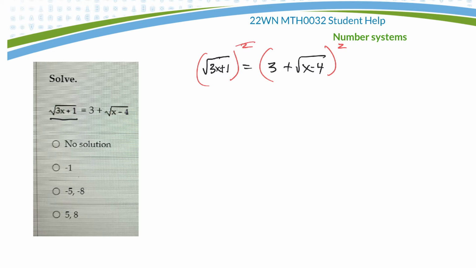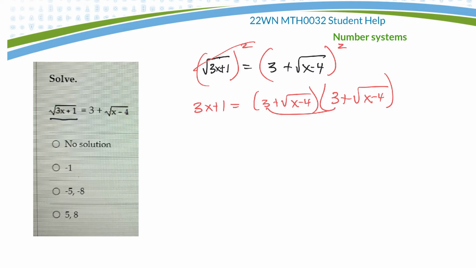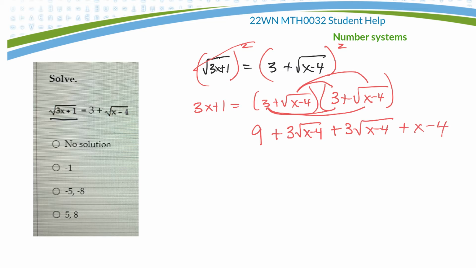Okay, so on this one, the square and the square root cancel, so it'll be 3x plus 1. And then on this side, I always like to write 2 of these if it's squared. Okay, now let's FOIL this. So 3 times 3 is 9. 3 times root x minus 4 will be a positive 3 root x minus 4. This times this is another positive 3 root x minus 4. And then finally, when you multiply a radical by itself, the radical cancels. So this will just be plus x minus 4. And this is equal to 3x plus 1.